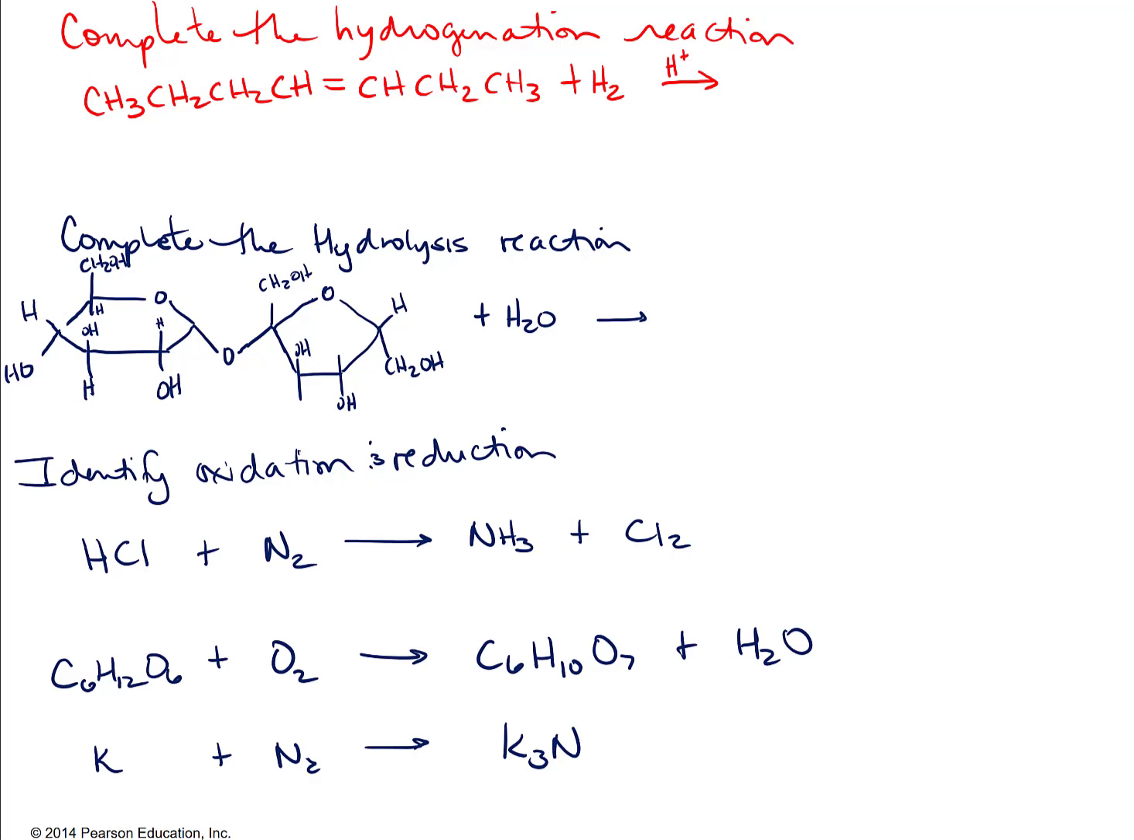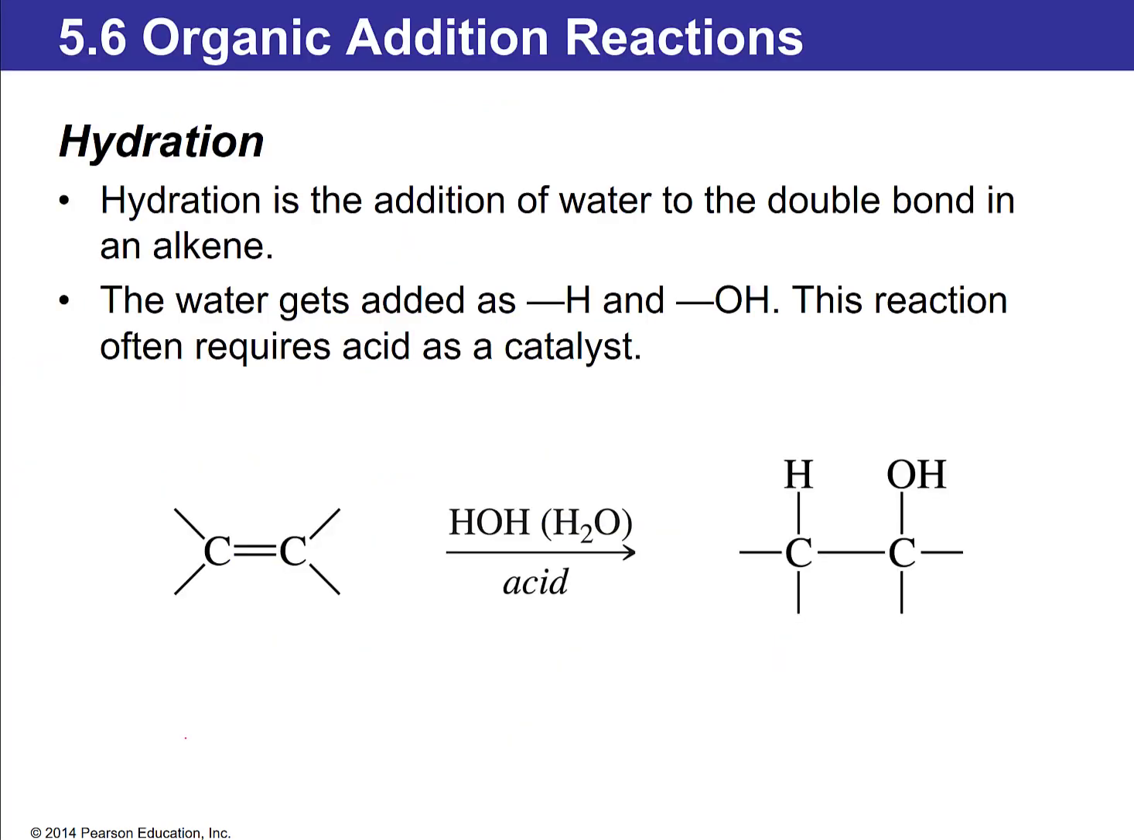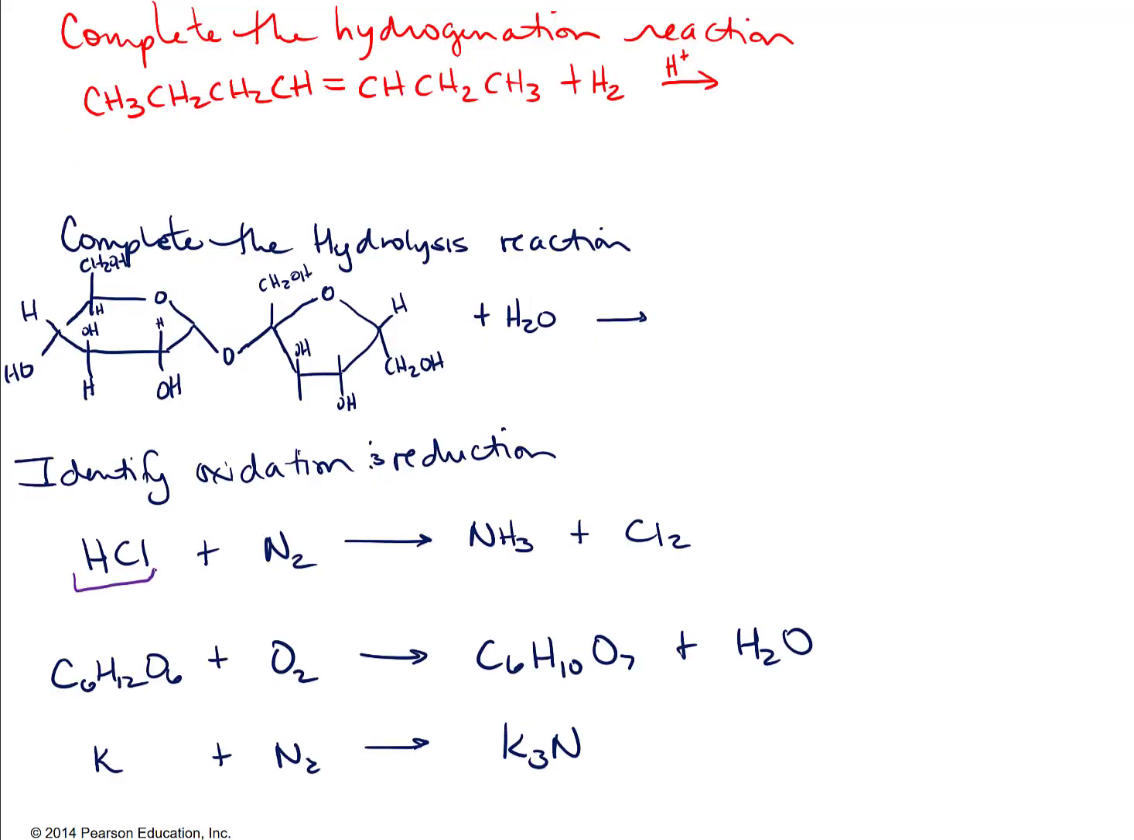So in the first one, what happens to these two reactants? HCl. So when you're looking at them, remember you're looking at what happens either to electron number, or what happens to oxygen, or what happens with hydrogen. There's a swapping or an exchange of one of those three.